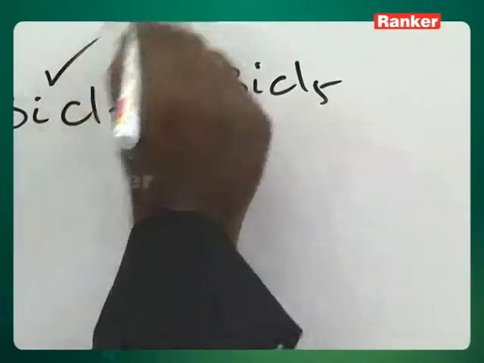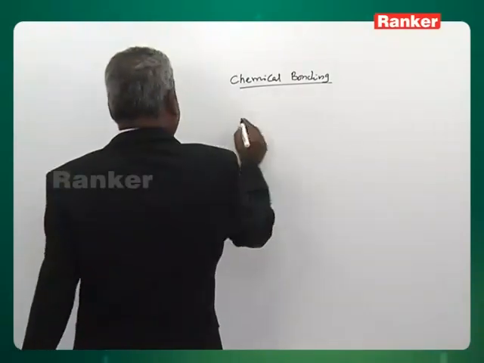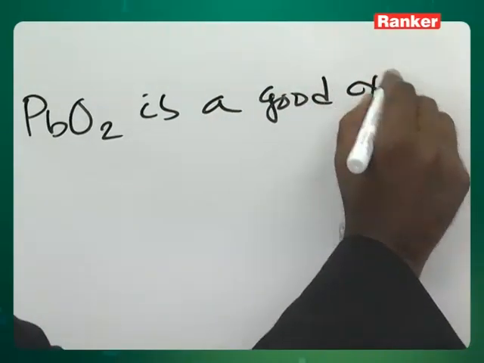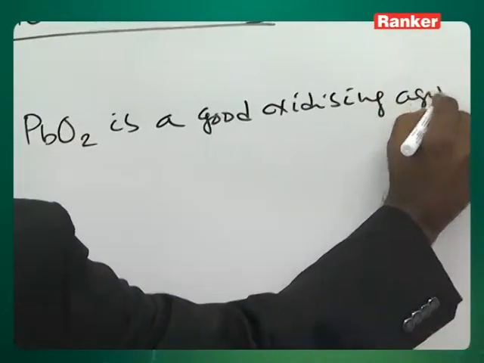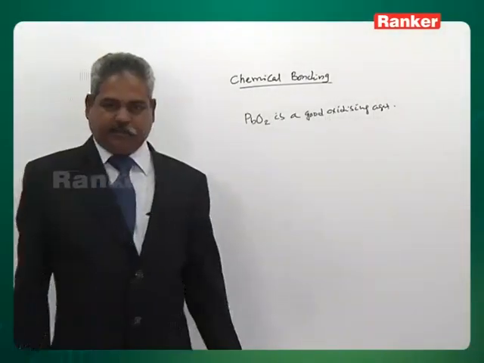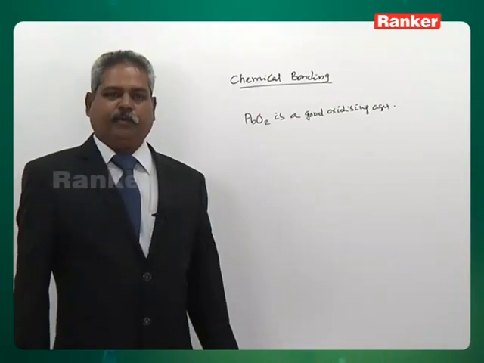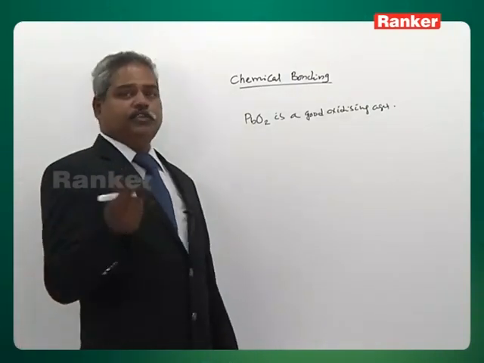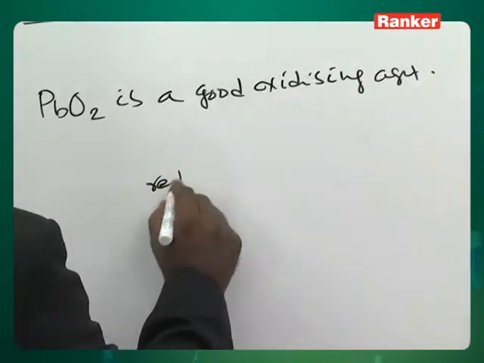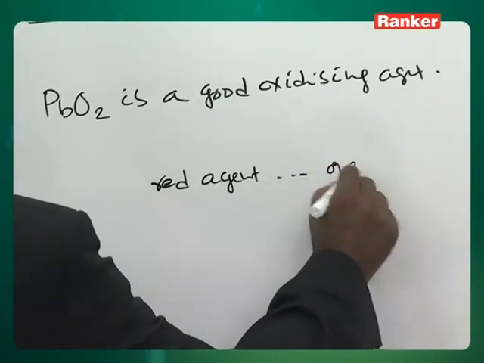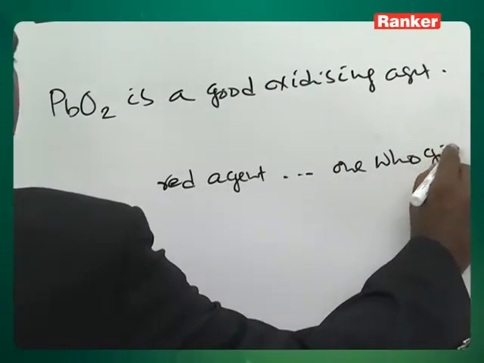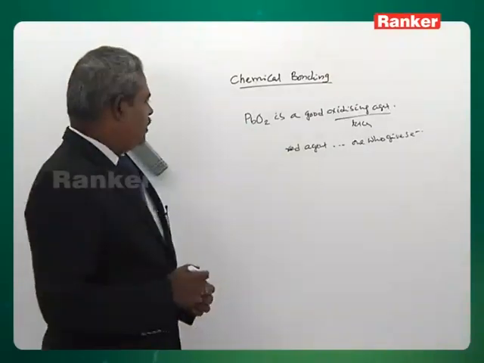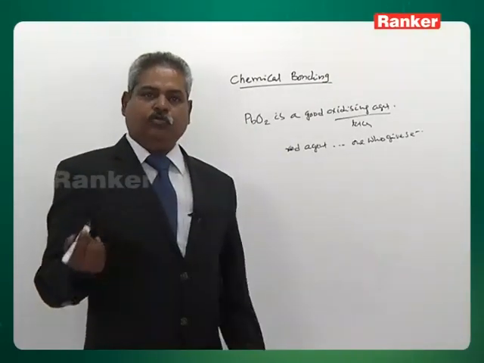Bismuth is between BiCl3 and BiCl5, and it prefers BiCl3. And look here, PbO2 is a good oxidizing agent. You hear this statement, why? PbO2 is a good oxidizing agent. You go back to the definition we gave in periodic properties. What is a reducing agent? One who gives electrons. What is an oxidizing agent? Opposites are opposite. One who takes electrons. What is the indirect meaning of this? PbO2 is a good oxidizing agent means PbO2 wants to take electrons.